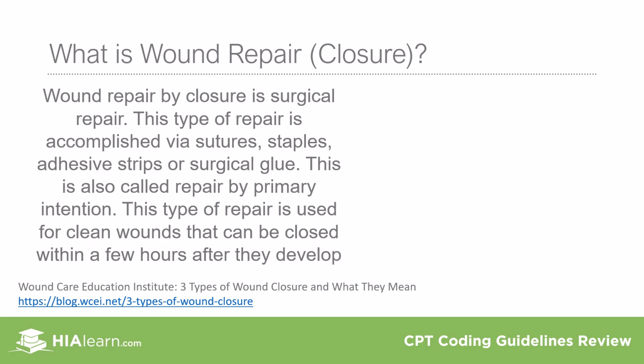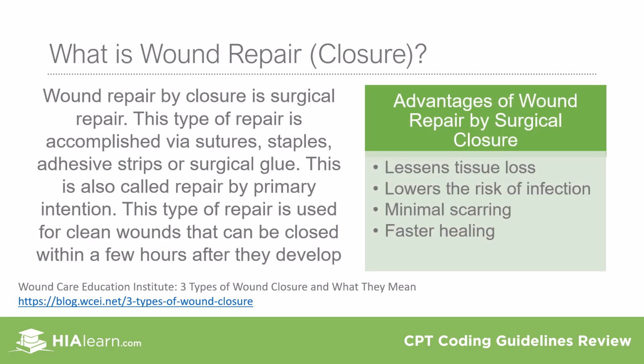Wound repair by closure is surgical repair. This type of repair is accomplished via sutures, staples, adhesive strips, or surgical glue. This is also called repair by primary intention. This type of repair is used for clean wounds that can be closed within a few hours after they develop. Typically, the wounds being repaired are traumatic wounds such as lacerations or crush injuries. Surgical wound closure has several advantages, including less tissue loss, a lower risk of infection, minimal scarring, and faster healing.